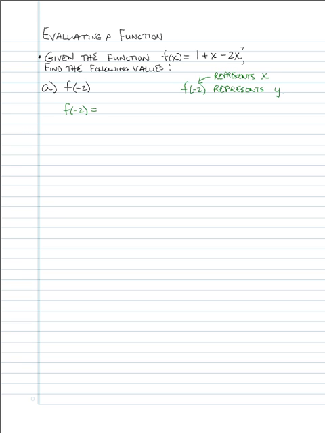Okay, so we have f of negative 2. Well, we would just replace in the formula every x with a negative 2. So we'd have 1 plus our x value of negative 2 minus 2 times our x value squared. And our x value is negative 2. So we would replace that x with negative 2. And then we just do some calculations. Of course, 1 plus negative 2 would be 1 minus 2. And then when we square negative 2, we get a positive 4. So this is going to be 1 minus 2 minus 8. And when we do that calculation, we should get negative 9. So f of negative 2 is nothing more than negative 9.